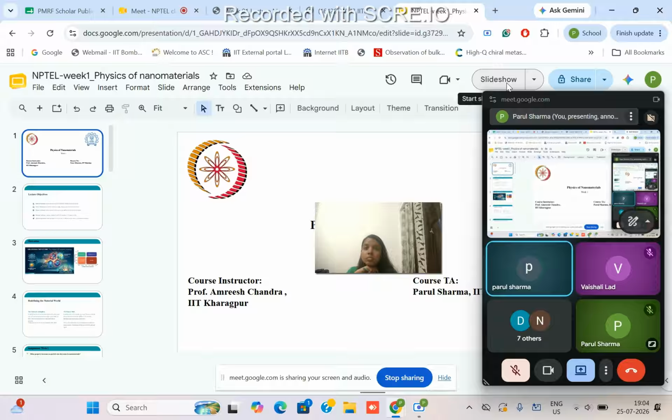So this is an example of cadmium sulfide nanoparticles. You can see that if the size is 2 nanometer, the color is different. If we are moving from 2 to 6 nanometer, you can clearly see the change.